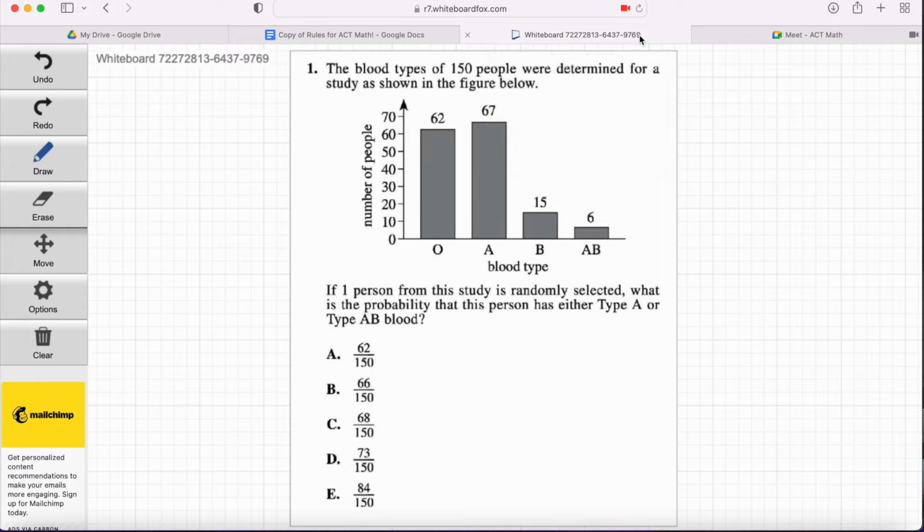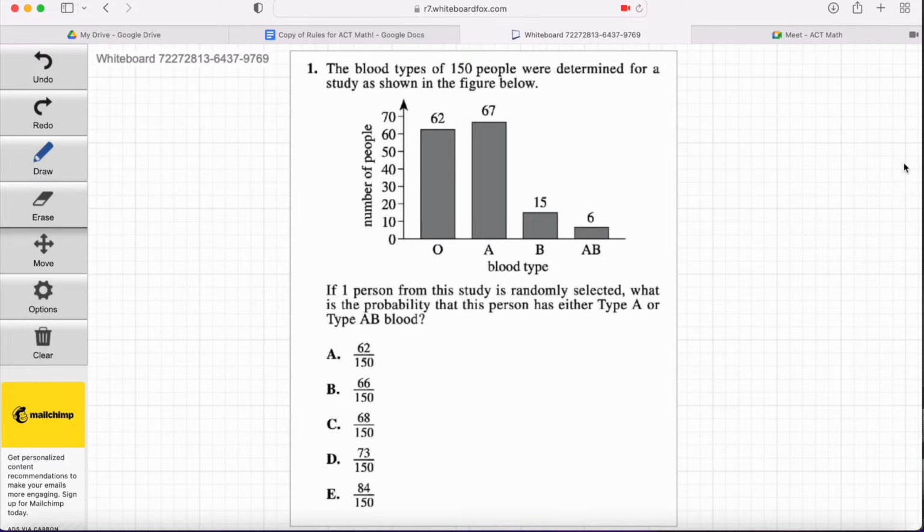Let's start with the first question I have up here on the screen. This is from an official ACT practice test. Go ahead and read question number 1, and we'll discuss this one together. The blood types of 150 people were determined for a study as shown in the figure below. All right, and then go ahead and read the rest of the question. If one person from the study is randomly selected, what is the probability that this person has either type A or type AB blood?